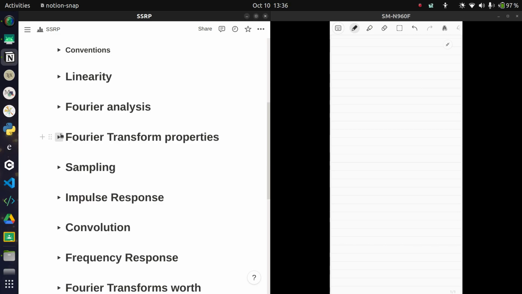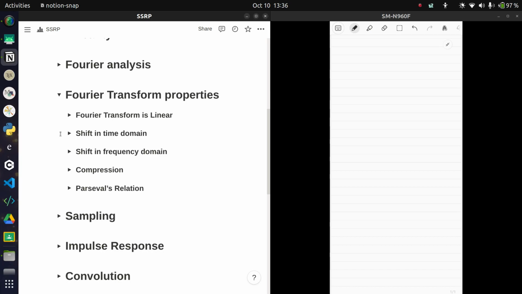Okay, let's go to the properties. The Fourier transform is linear. Yes, that you already know. I'm not even going to go over it.